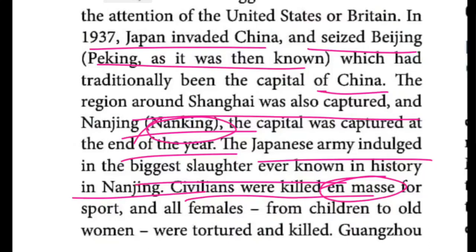Yes, that is like a game. They were killed, and all females from children to old women. They were tortured and killed.